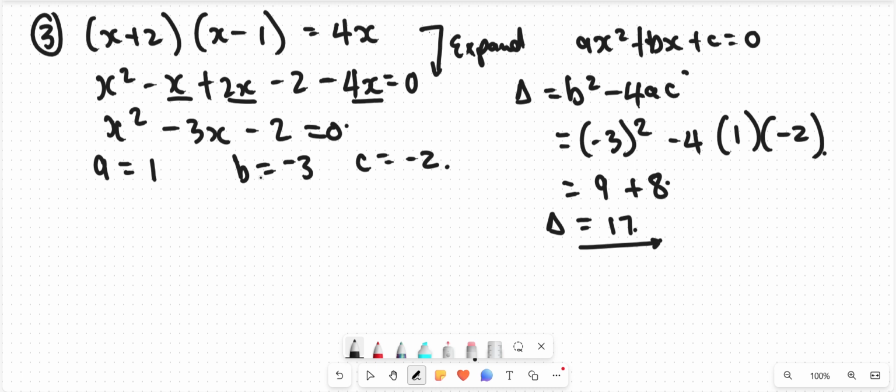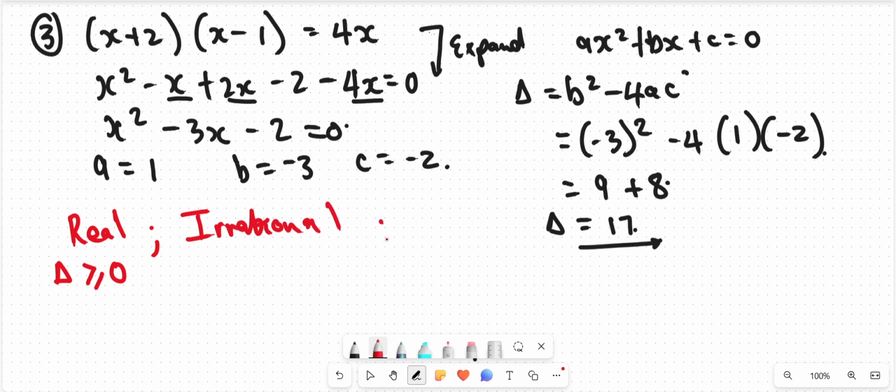So yeah, this is clearly the answer. And so what does this tell me? It tells me these are real. Again, why? Because the discriminant is greater than or equal to 0. It tells me that it's irrational. Why? Because again, the discriminant is not equal to a perfect square.